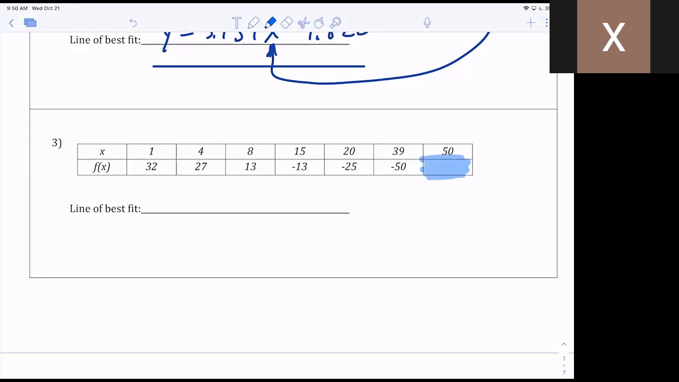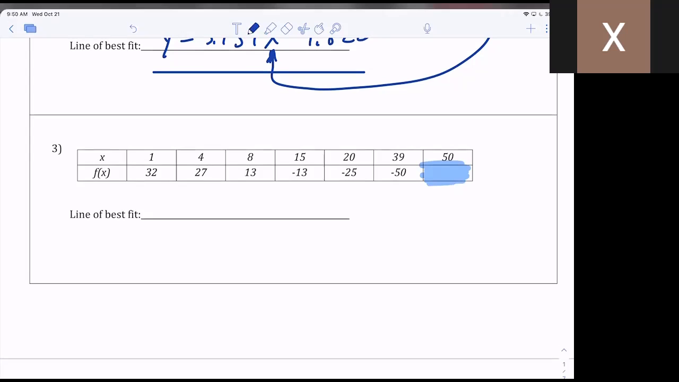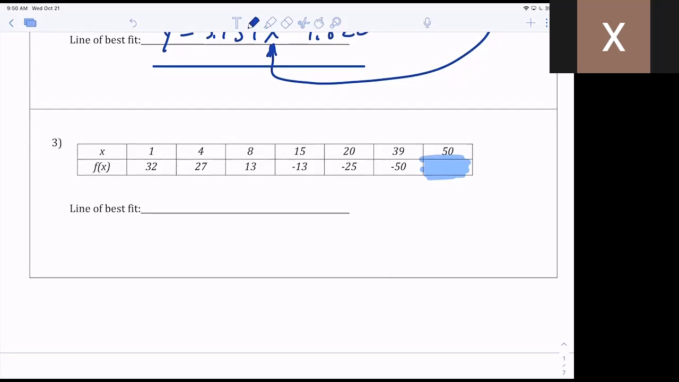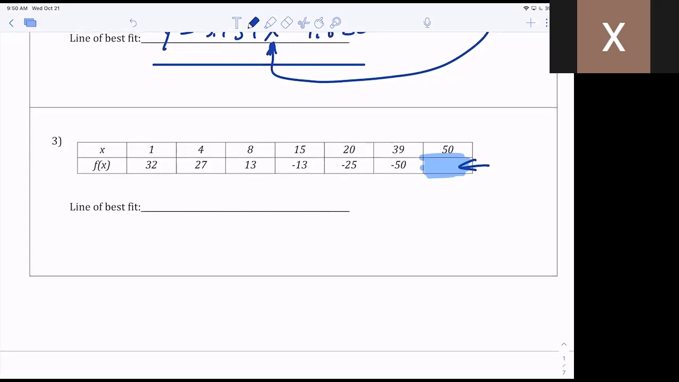Don't be afraid. Tell me the answer. Somebody's got an answer already. I think I got it. What is it? Y equals. No. I want 50. What is the answer to 50? No, I want part of the answer. The guy wants the answer to the question, which is, what's the point at 50? What's the Y value?